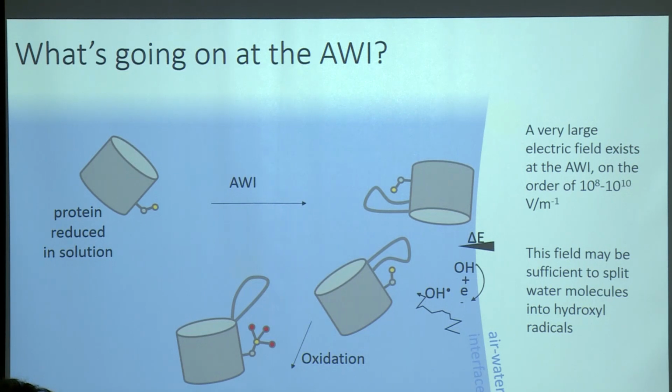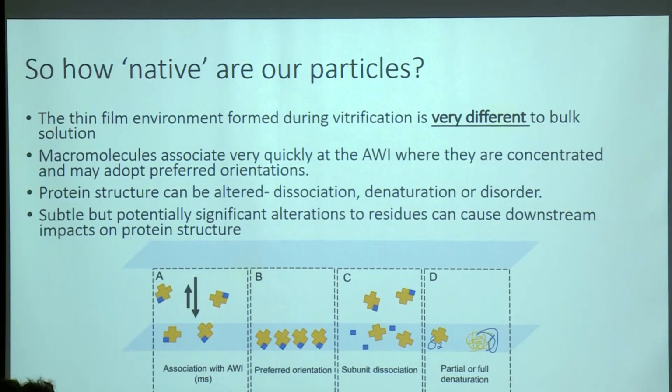So what's the underlying mechanism on this? The short answer is we don't know, but our current working hypothesis is that the electrical field which is present at the air-water interface may be sufficient to split water molecules into hydroxyl radicals, and this combined with the copper is really driving the modification on the cysteine that we're seeing. But as I say, there's some interesting chemistry here that we're still trying to work through.